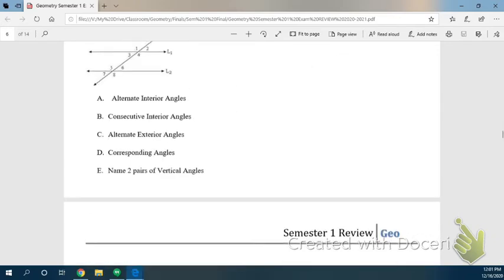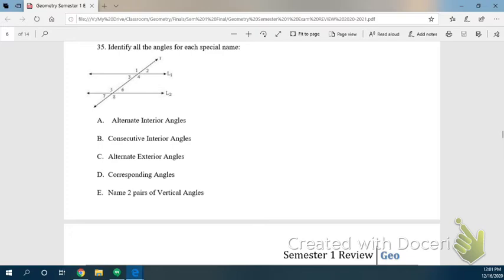For number 35, it asks us to identify with the special name. I'm going to start with alternate interior angles. I'm going to do this in green. Alternate interior angles are when they're on the inside of the transversal and on opposite inside of the parallel lines and on the opposite sides of the transversal. So angle 3 and angle 6.